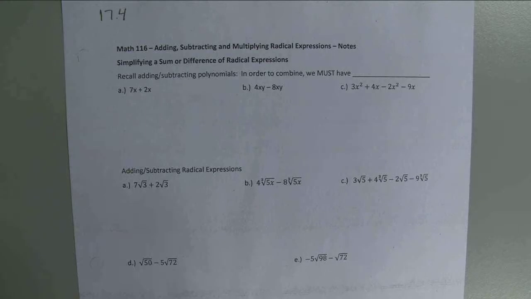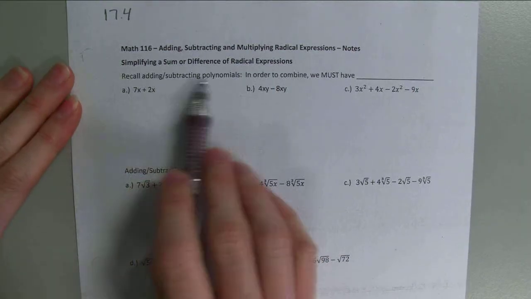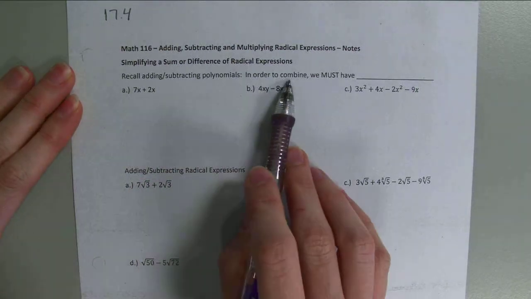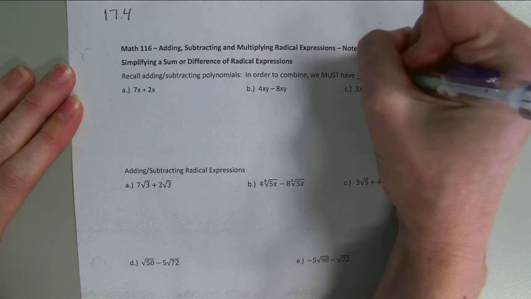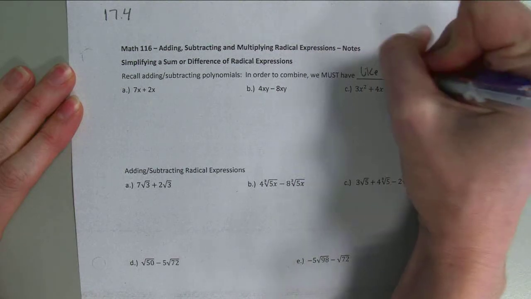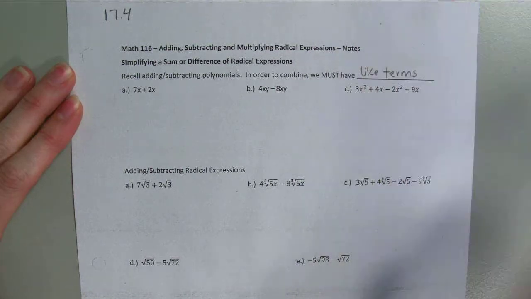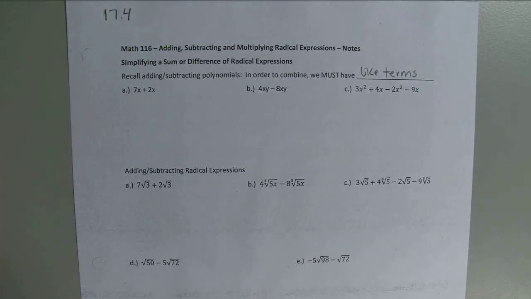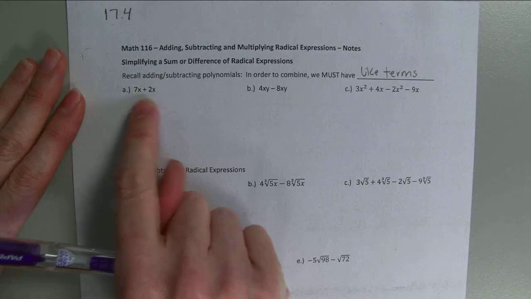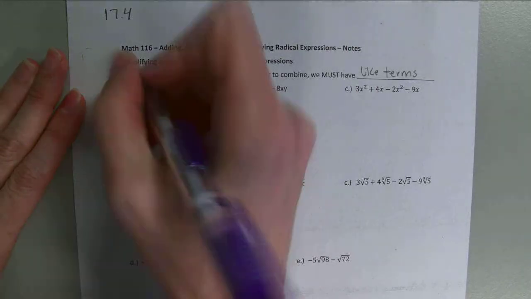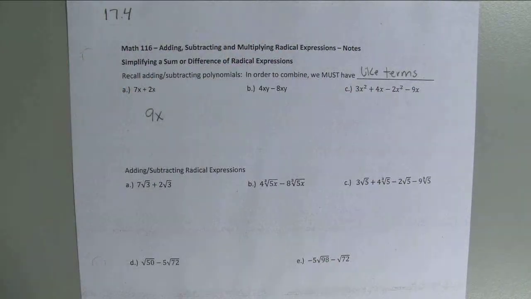All right, so real quickly, recall when adding or subtracting polynomials, in order to combine, we must have like terms. And remember, like terms are when the variable part of your term looks exactly the same. So looking at A, what do those two things combine as? What will that answer be? 9x, right? Because they both have an x, so with 7x plus 2x, you have 9x's.